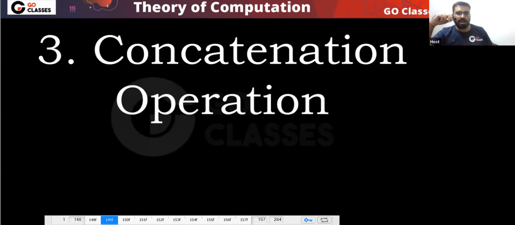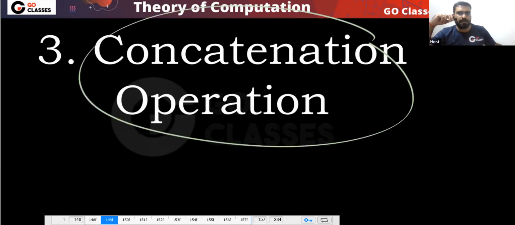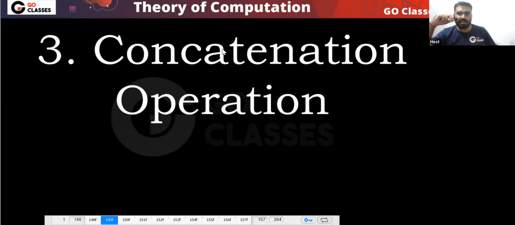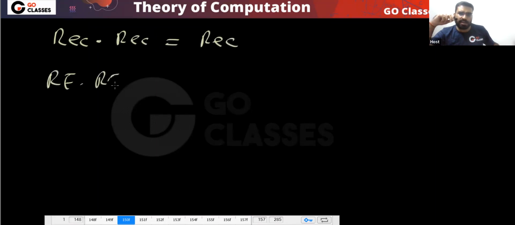So is this clear? Now let's see the concatenation operation. On this we will not spend much time, because the proof is complicated, but I can give you the idea. The idea is non-determinism. Recursive concatenation recursive is recursive. RE concatenation RE is RE.